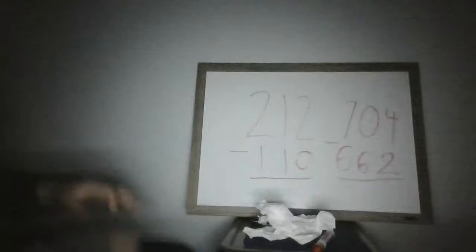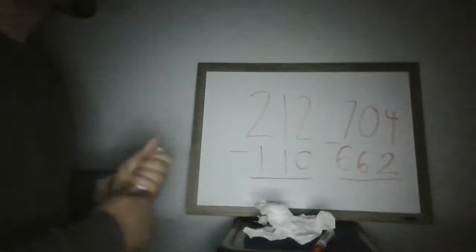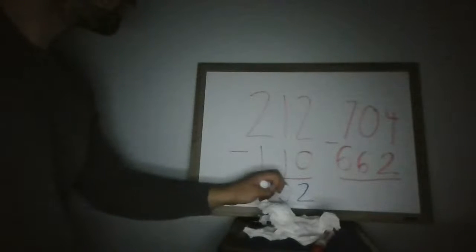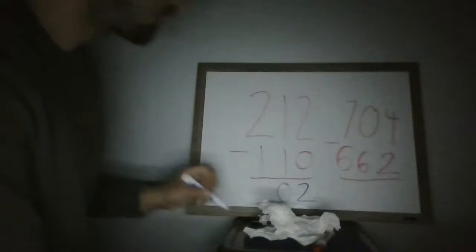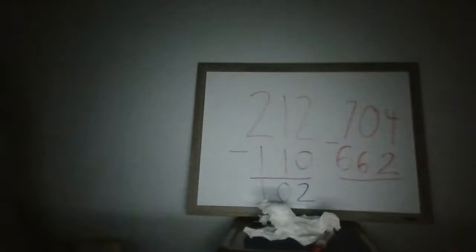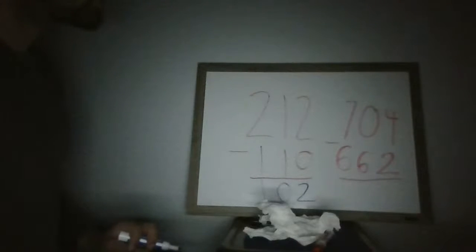All right. So subtraction time. 2 minus 0 equals 2. 1 minus 1 equals 0. 2 minus 1 equals 1. So our answer is 102. Next, 704 minus 662.